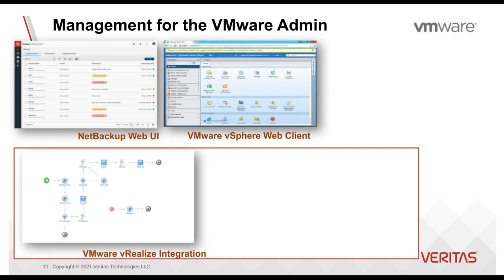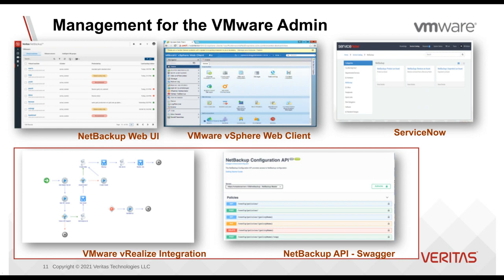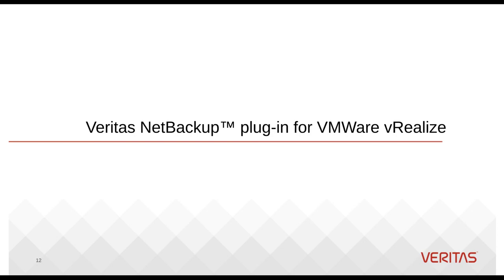We also have vRealize integration, which allows you to perform blueprints from vRealize Orchestrator. We have a NetBackup API. It's just an easy-to-use Swagger interface. You point to the master server's name or IP address, and with documentation, you get a whole set of APIs that you can actually try out in real time. And then we also have ServiceNow integration that allows you to initiate protection actions using ServiceNow workflows. In today's presentation, what I would like to cover is basically the vRealize integration. So let's go and take a look at that.